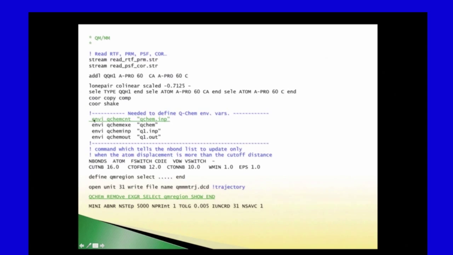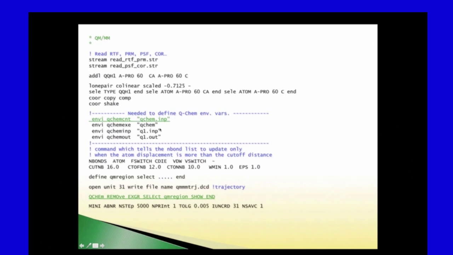So on the Q-Chem side, you need to tell CHARMM four different things, and the most important things are underlined. This Q-Chem control file, qchem.cnt, is where you put all of your run variables. So all of the options you want Q-Chem to use, like whether you want to use B3LYP versus Hartree-Fock, that information goes here. Q-Chem is qchem.exe.